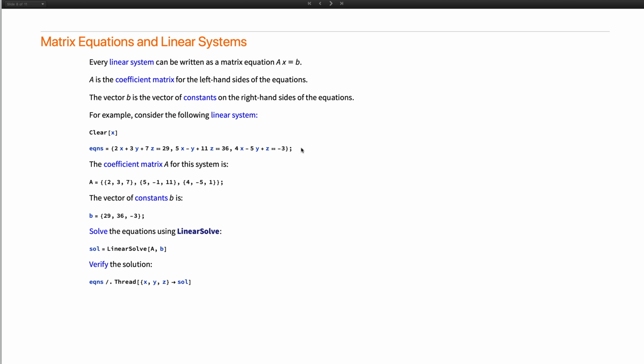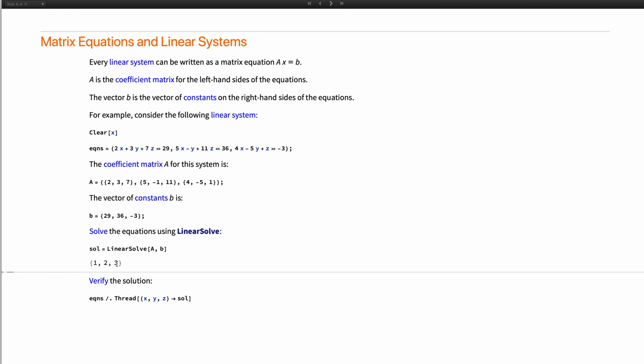Here are the equations. There are three equations and three unknowns. So the matrix A now is 2, 3, 7 from the first equation, left-hand sides, then 5, negative 1, 11 from the second equation, and 4, negative 5, 1 from the third equation. Whereas the vector B is 29, 36, negative 3. So once you have A and B, you can then solve the equations using linear solve. And now that's a solution from linear solve.